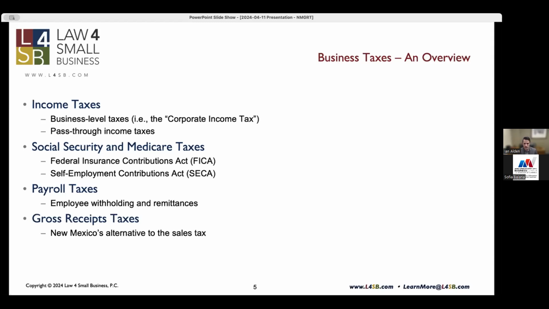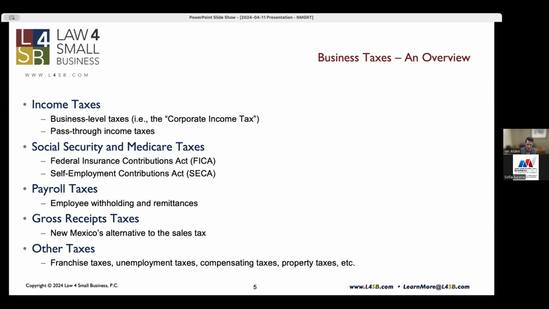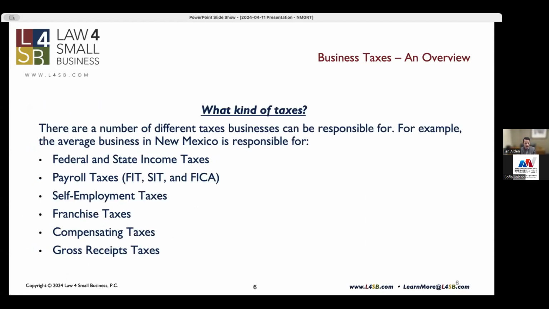And then there's gross receipts taxes, which we're going to cover in depth, and some other taxes like franchise taxes, unemployment taxes, compensating taxes, et cetera, et cetera. But these are really the taxes that business owners have to deal with. And the bulk of this presentation is going to focus on gross receipts taxes. And so just to separate them out and have an understanding of what they aren't as well as what they are.